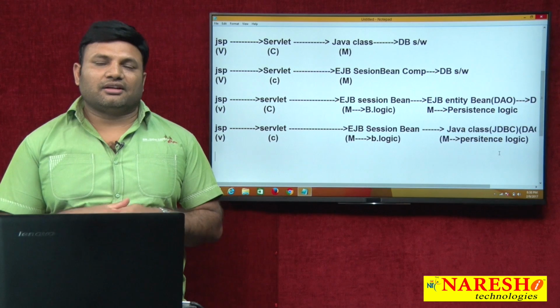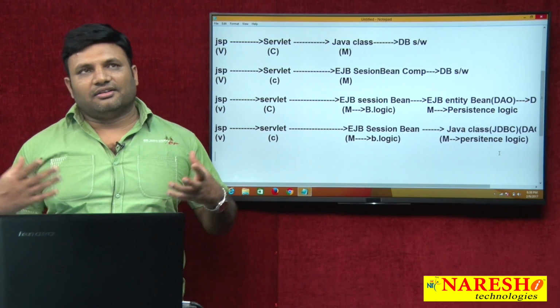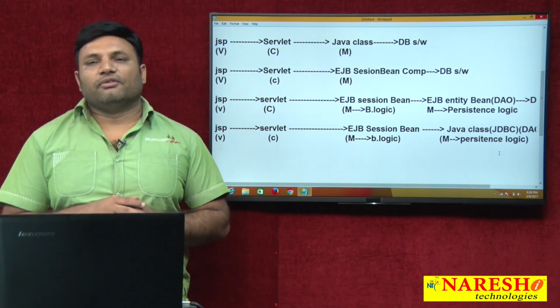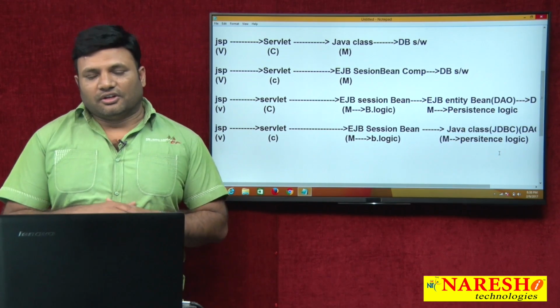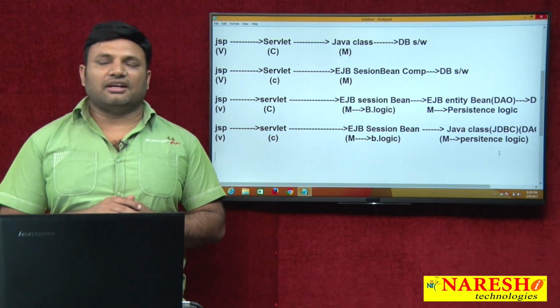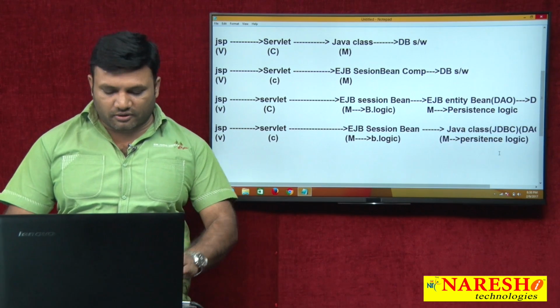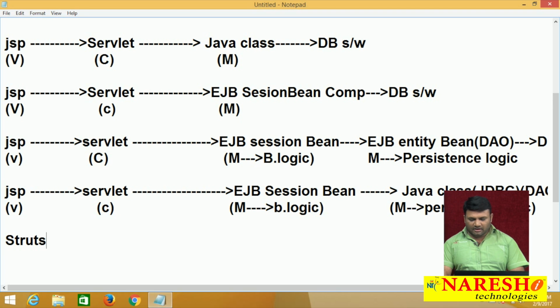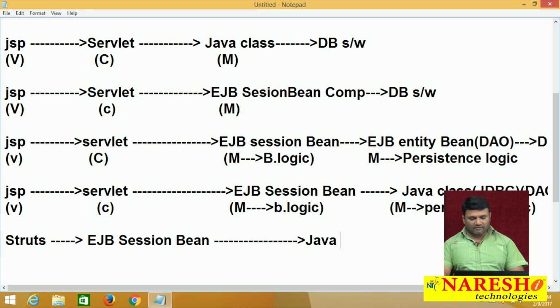But when this is going on, Struts has come into the market, and people started migrating to Struts to develop the view and controller layer, especially for web applications. So instead of working with Servlet and JSP directly, they started using Struts in place of them, especially to develop view and controller layer logics. That's why in the year 2006, 2007, in that particular period, Struts was introduced. And as usual, EJB session bean for business logic, and Java class with JDBC for persistence logic, and we have database software.